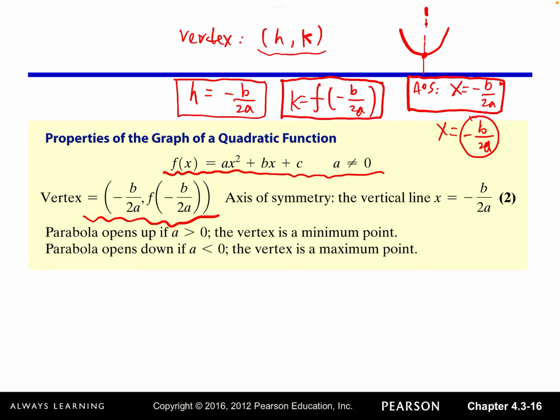So when the parabola opens up, which is the case where the leading coefficient a is greater than 0, the quadratic function has a minimal value, and it occurs right at the vertex, x equals negative b over 2a. The minimal value is f of negative b over 2a. If the parabola opens down, which means the leading coefficient a is less than 0, then the vertex is the highest point on the parabola, so the function has a maximal value. It occurs when x equals negative b over 2a.